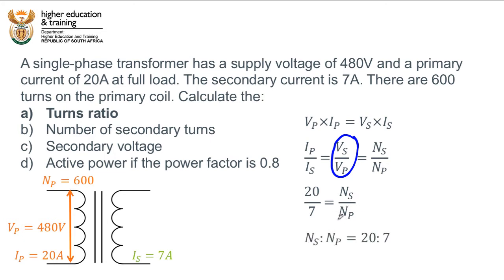We also know what the number of turns on the primary coil is. That's 600. So, therefore, the turns ratio, number of turns on the secondary to the number of turns on the primary, is going to be given as 20 to 7. That is the simplest way in which we can write that turns ratio. Let's have a look now at part B.